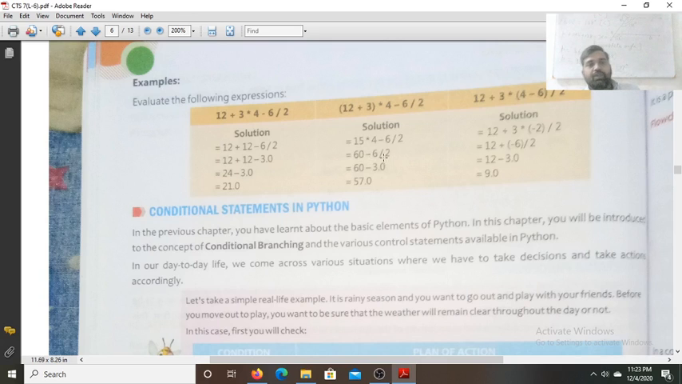Now there are only two operators in this line. So this division has the highest precedence in comparison to the subtraction. So the 6 will be divided by 2. The result will be 3. Now 60 minus 3 gives you 57.